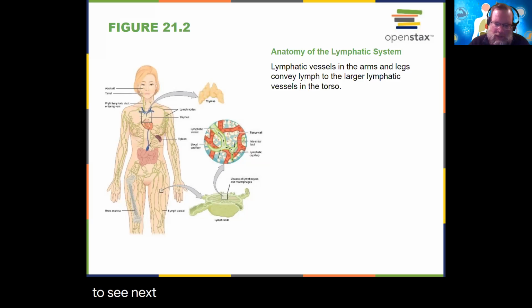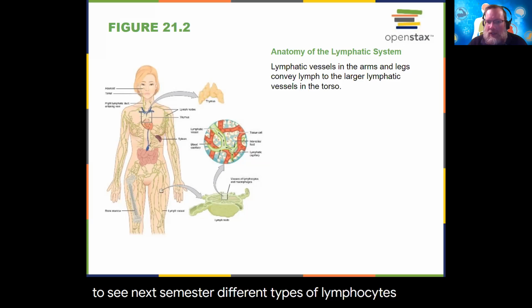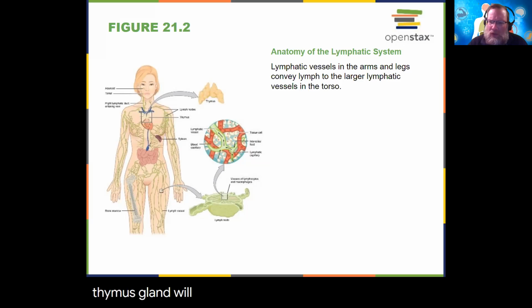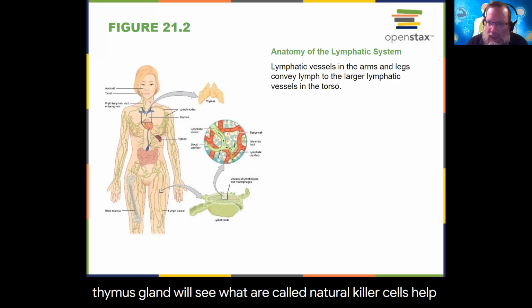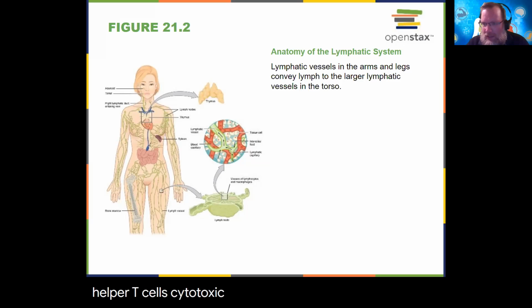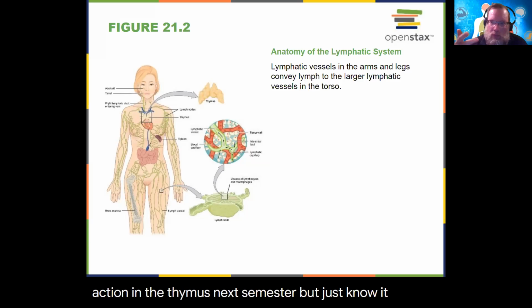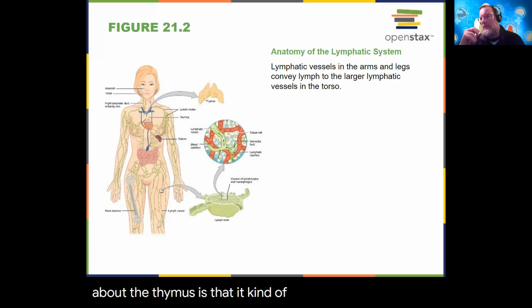We're going to see next semester different types of lymphocytes in the thymus gland. We'll see what are called natural killer cells, helper T cells, cytotoxic T cells. So we'll see a variety of action in the thymus next semester, but just know it does help with the immune system. The other thing you want to know about the thymus is that it kind of peaks from birth until late adolescence, maybe early 20s, late teens, early 20s.